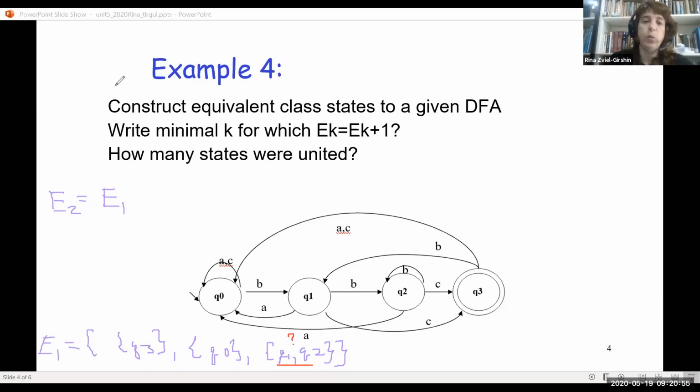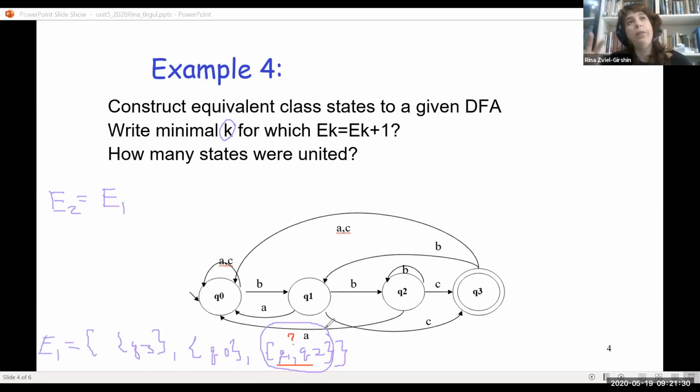And now we know the answer to this question. What is the minimal K which holds that EK equals EK plus 1? The K is 1. That means that after 2 iterations of the algorithm, we finish the computation. Okay, now the next question. How many states are united? 2. 2 states, Q1 and Q2, are united.